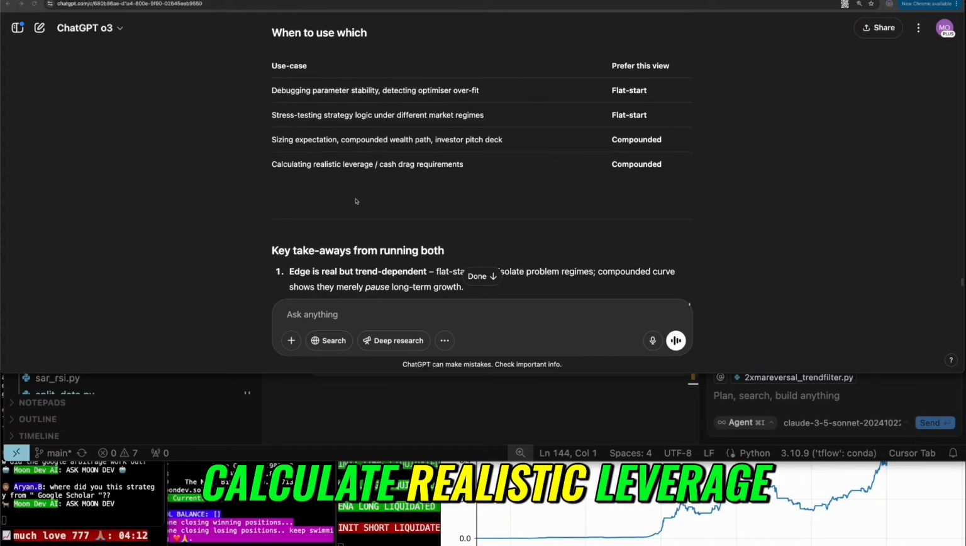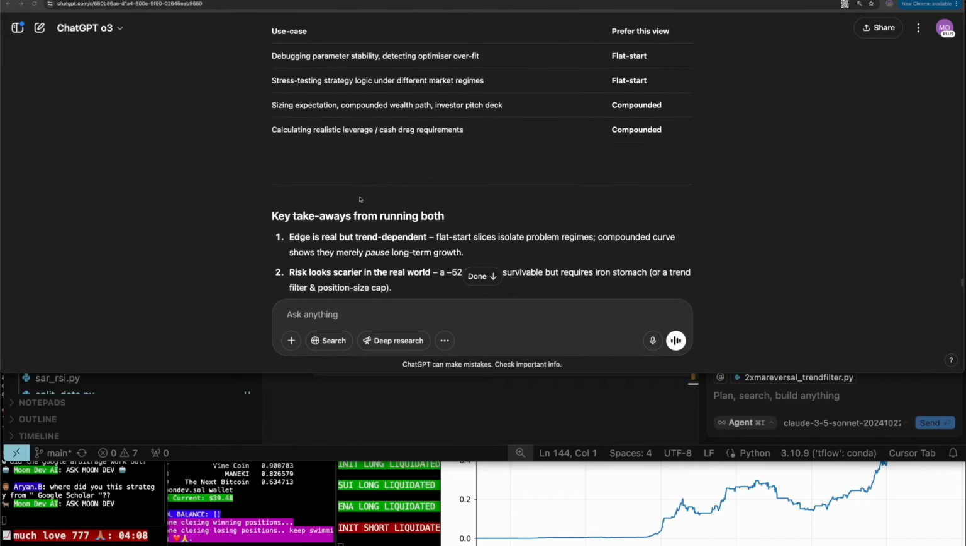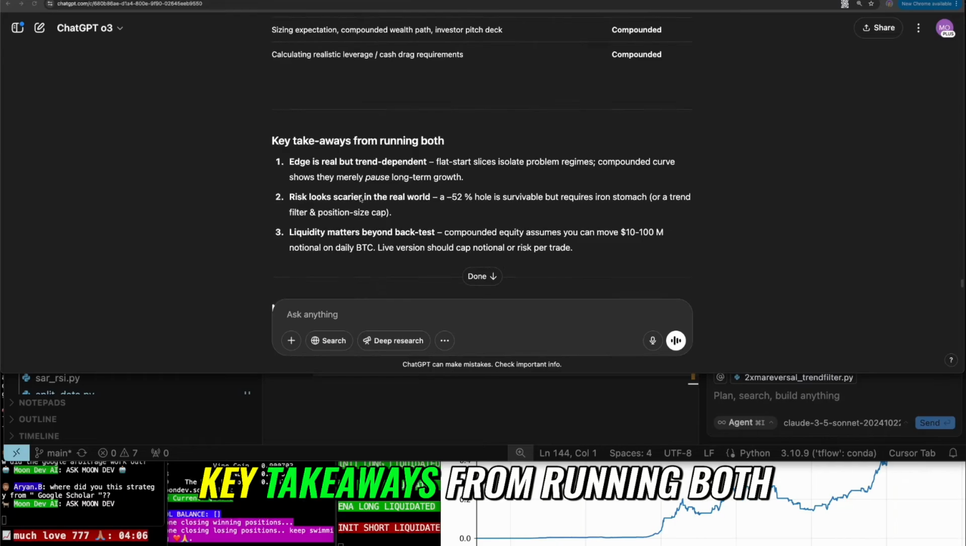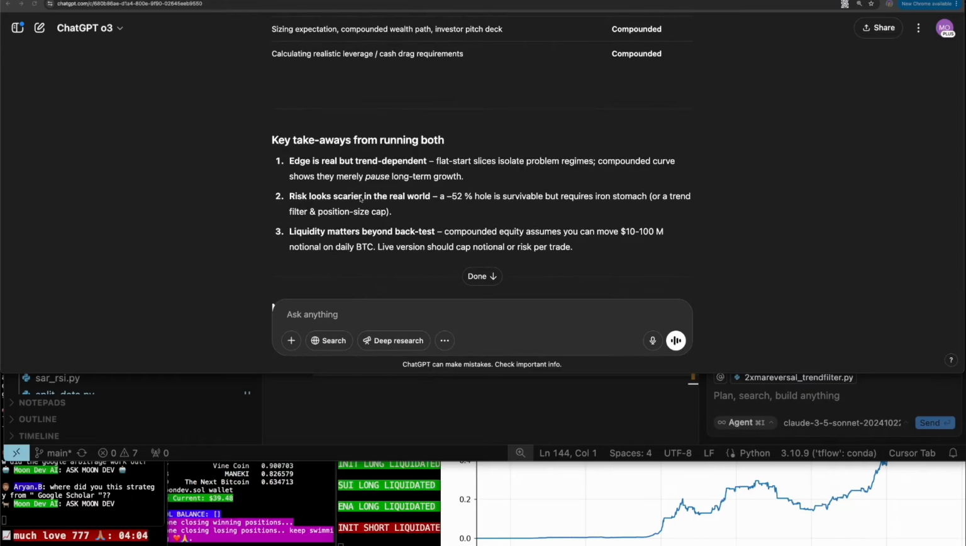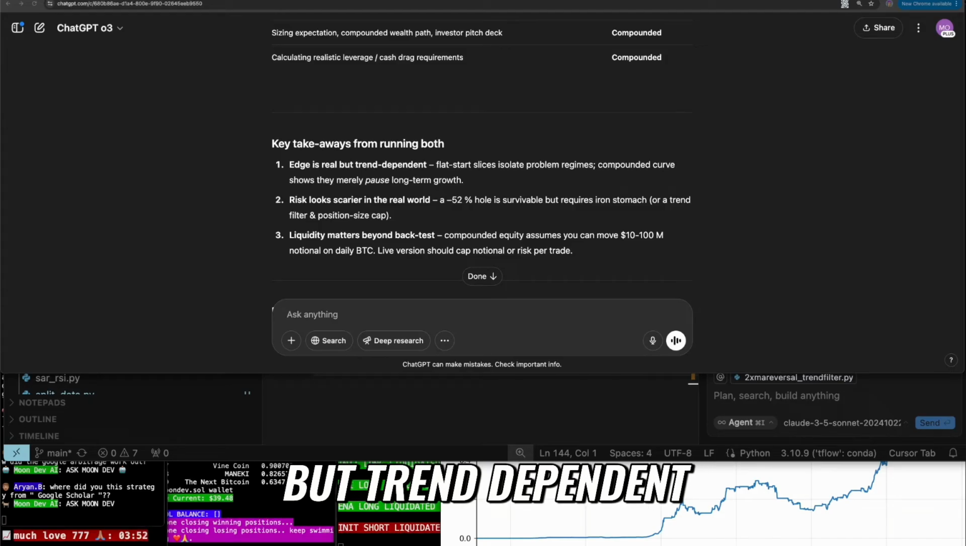Calculating realistic leverage. Use compounded. Key takeaways from running both. The edge is real, but trend dependent.